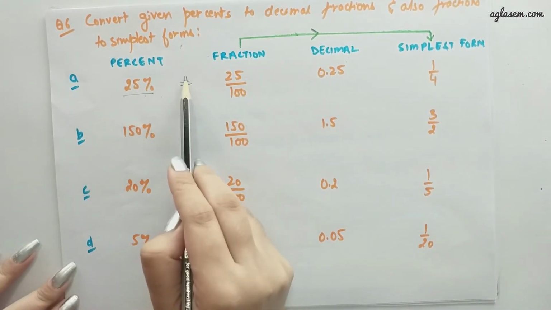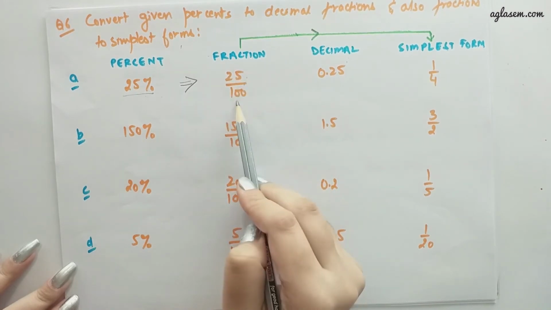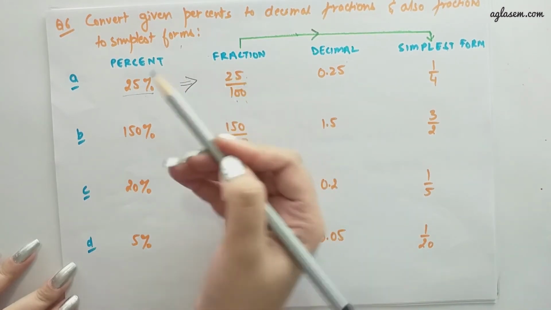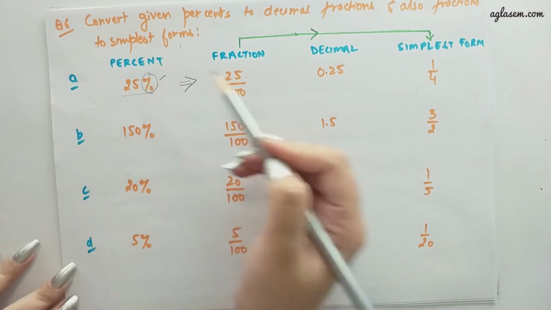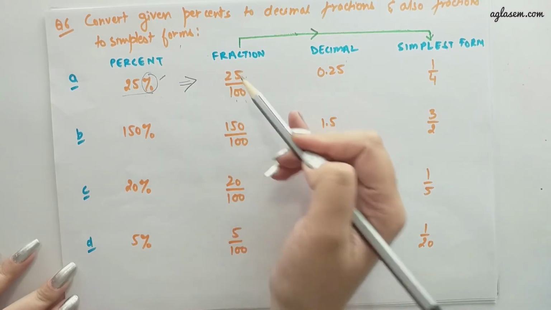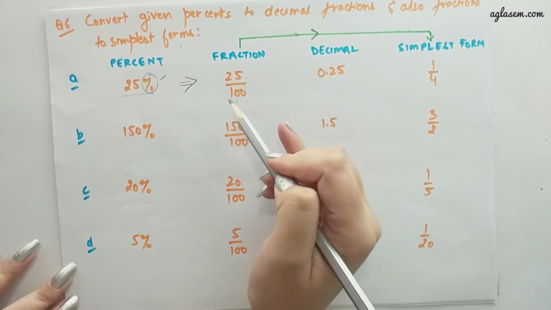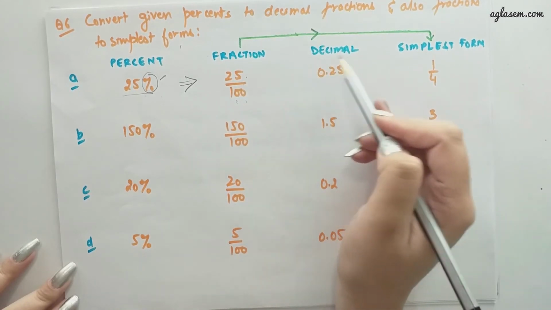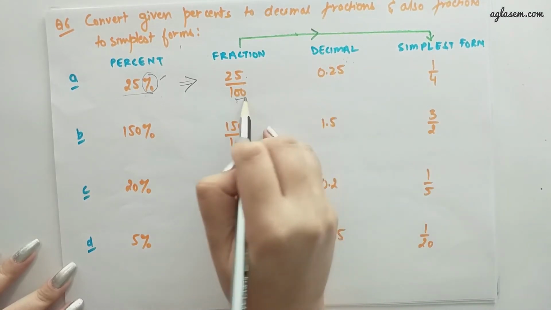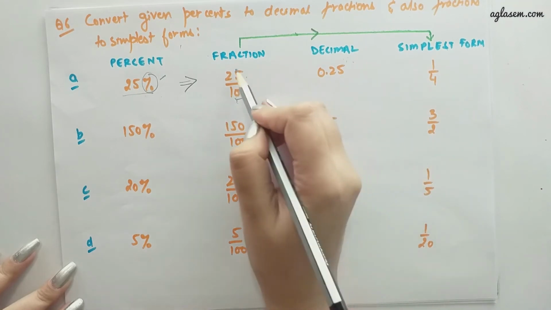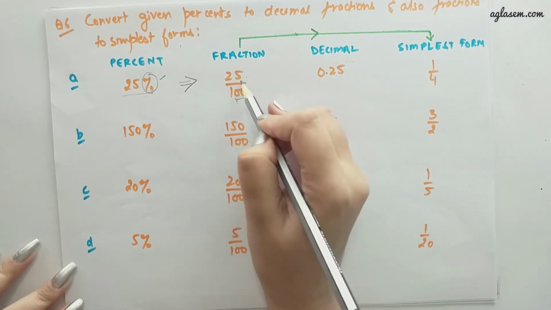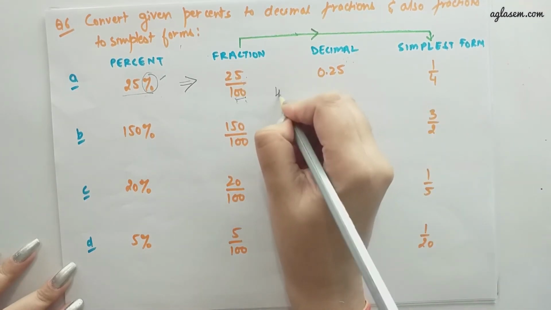25%, now we'll get 25 divided by 100 in fractions because it is percent. So we know that the whole percent is 100, so we'll divide it by 100. Now for converting it into the decimal part, we know that it is hundredths. So we'll keep this 25 at the hundredths place.